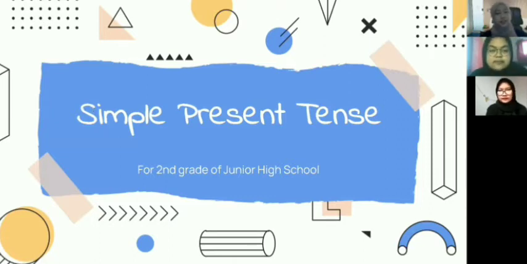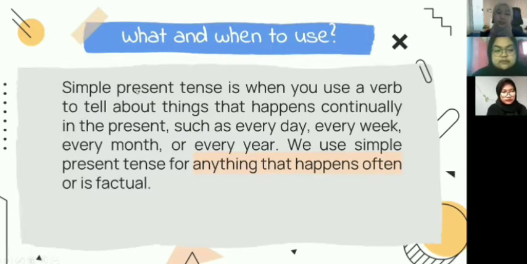Good morning, everyone. Today we are going to learn about simple present tense. Before we jump into the simple present tense formula, we need to know what simple present tense is and when to use it. Simple present tense is when you use a verb to tell about things that happen continually in the present, such as every day, every week, every month, or every year. So when to use simple present tense? We use simple present tense for anything that happens often.